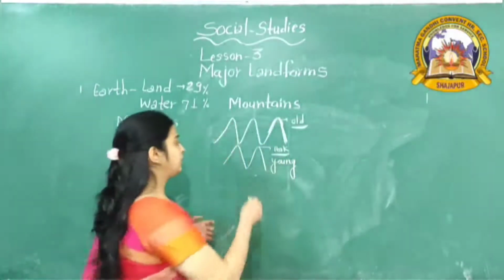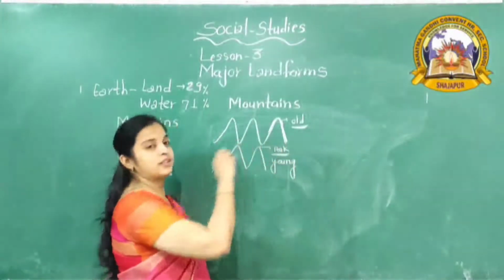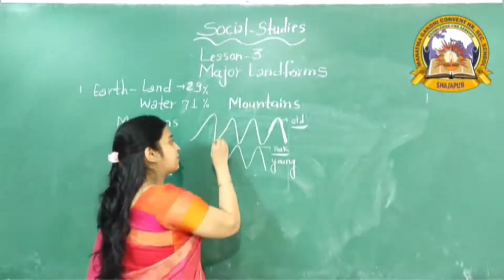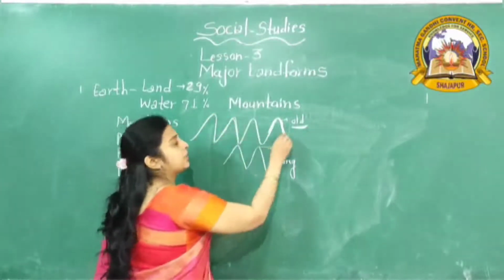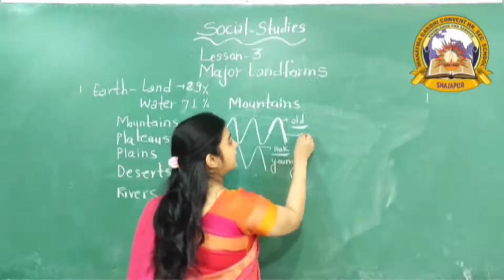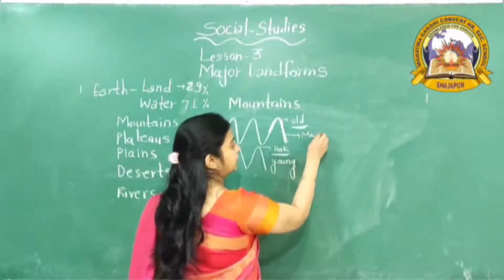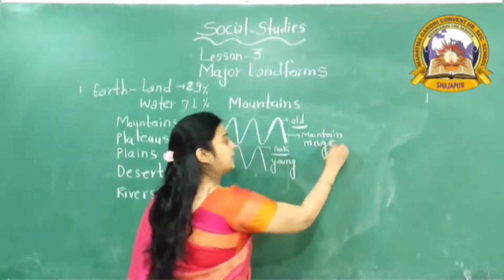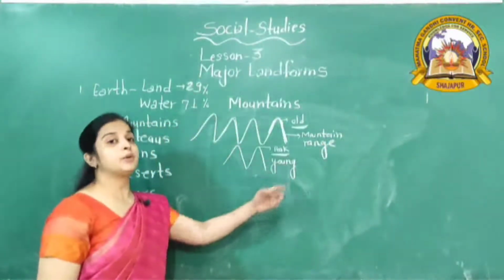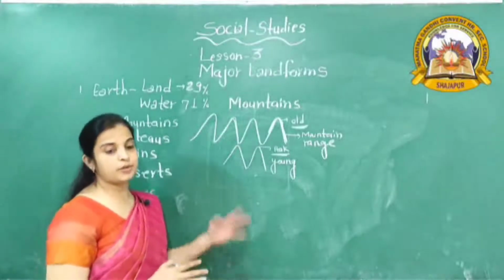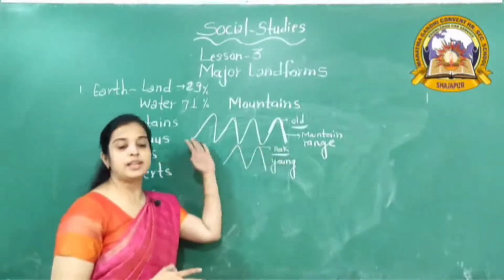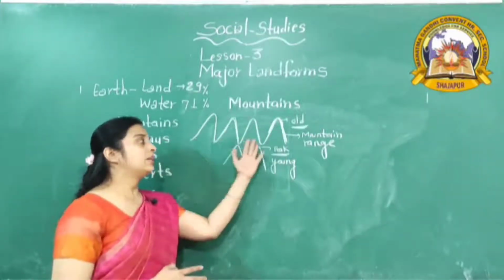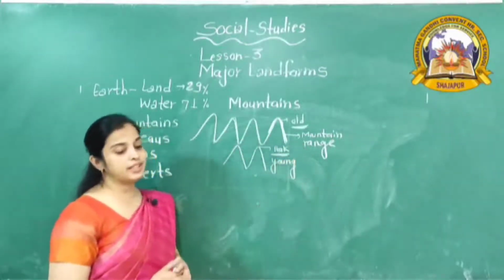And some mountains are found in the form of chains or ranges. They are known as mountain ranges. These are known as mountain chains or mountain ranges. Several mountains may join together. They join each other, and they are known as mountain chains or mountain ranges.